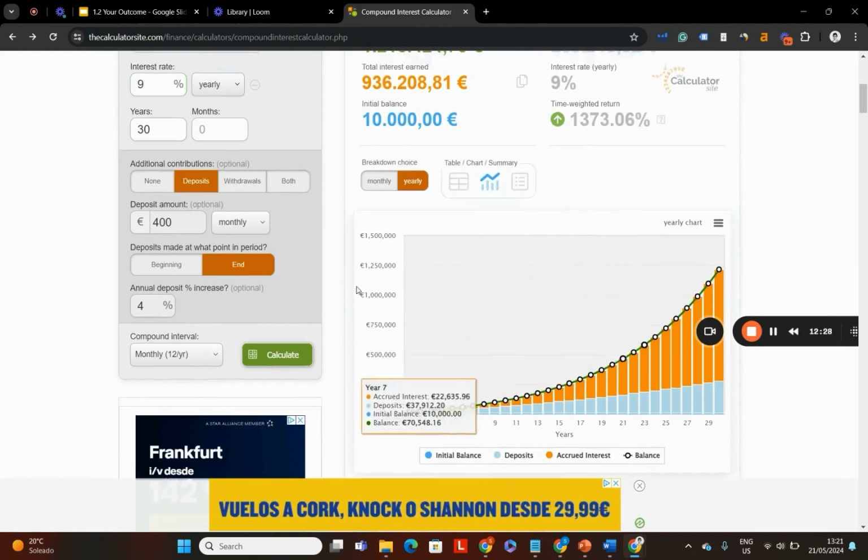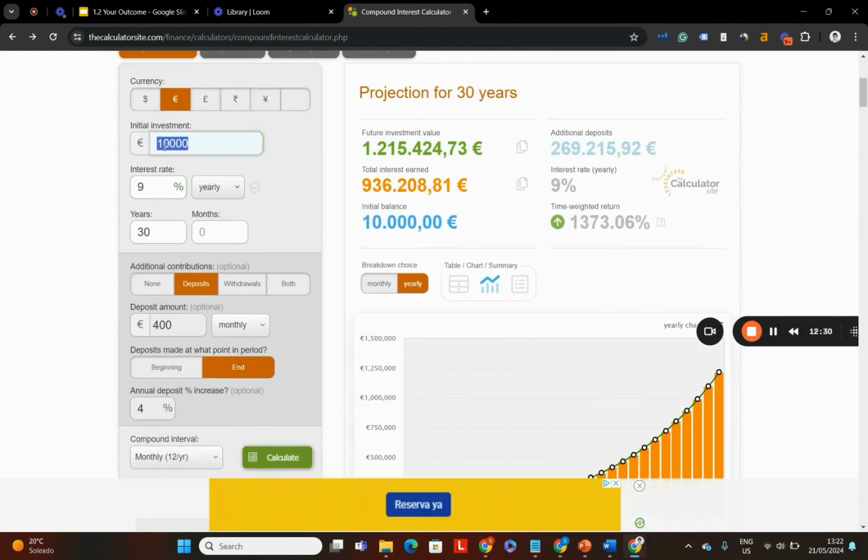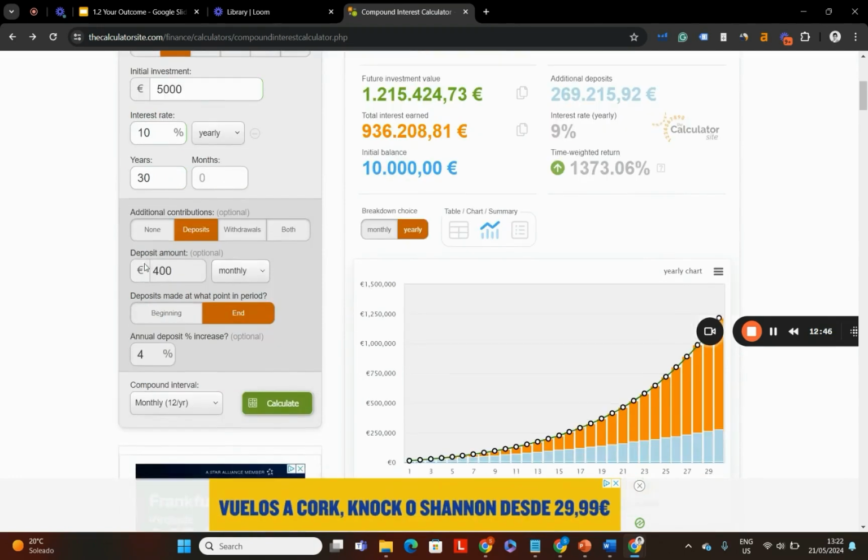Now, with whatever your assumptions are, say you're a little bit less wealthy in terms of starting capital. Let's say it's just 5,000. Let's stick to 9%, but we could even increase it to 10% just to let you know how it works. Keep it to the same 30 years.